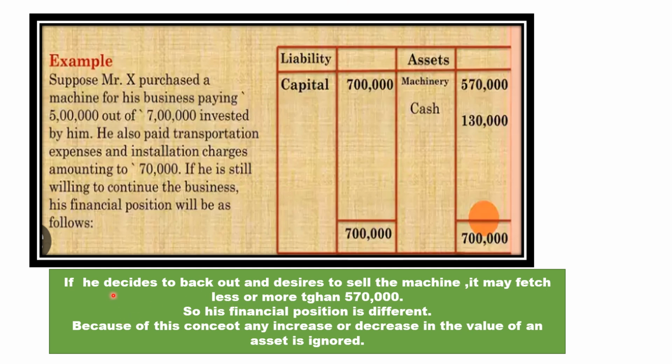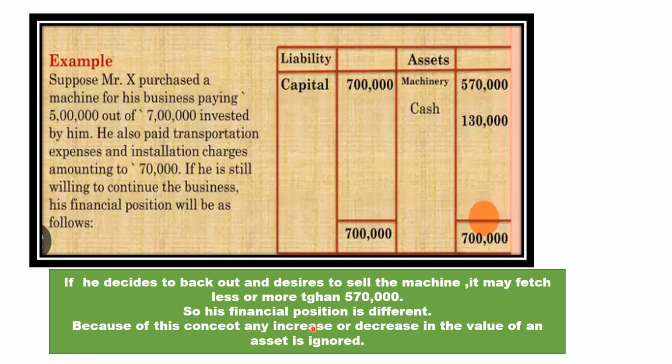Now suppose he decides to back out and desires to sell the machine. Now he has purchased this machine, but he thinks that he has to sell it. What will he do? He will either get more than 5,70,000 or he will get less than 5,70,000. That means he will get the money at the market value. Market values always keep on fluctuating. So his financial position will be completely different now.